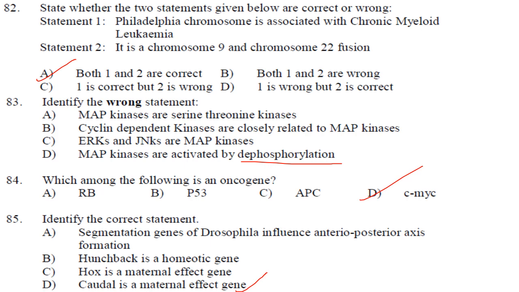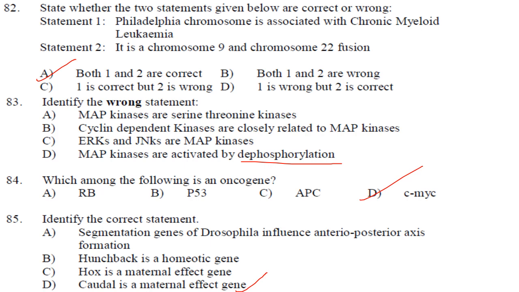Then which among the following is an oncogene? It is c-MYC. Answer is option D. Identify the correct statement. Segmentation genes of Drosophila influence anterior-posterior axis formation. Segmentation gene controls the differentiation of the embryo into individual segments, not anterior-posterior axis formation. Anterior-posterior axis formation is influenced by bicoid and nanos.